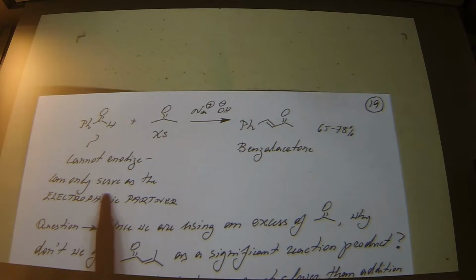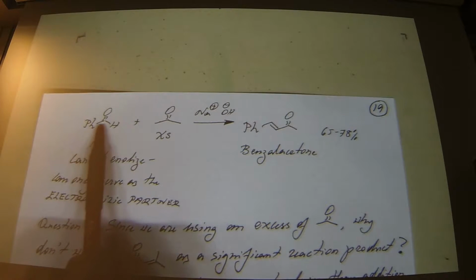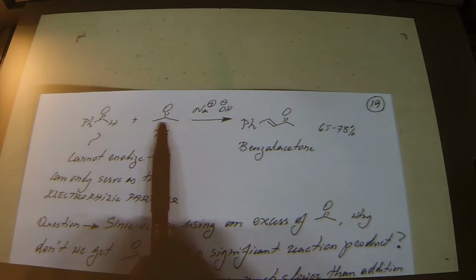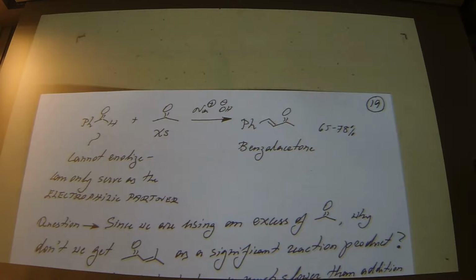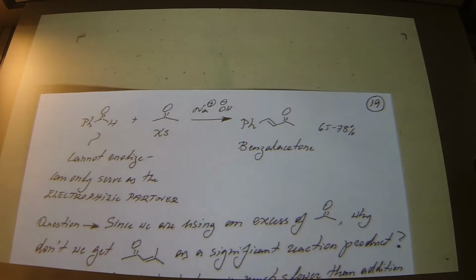Now, why does this work? This is a crossed alkyl, but as I point out, this is a very special case of a crossed alkyl because benzaldehyde can't enolize. This can only act as the electrophile, can't act as the nucleophile. Now you can say that, well, acetone can act as both the nucleophile and the electrophile. So why don't I get acetone condensing with acetone, and so I would end up with two products.